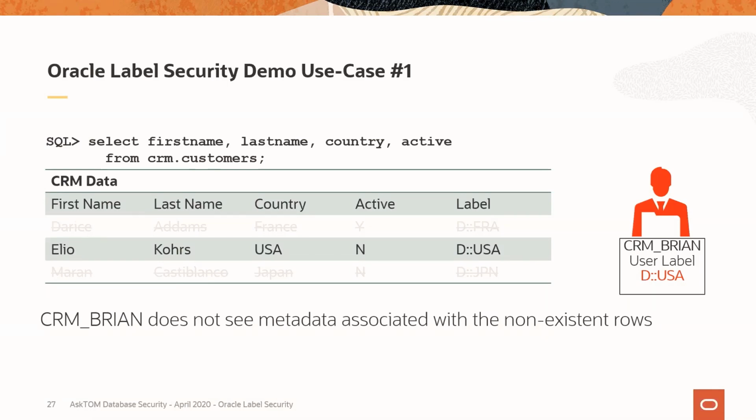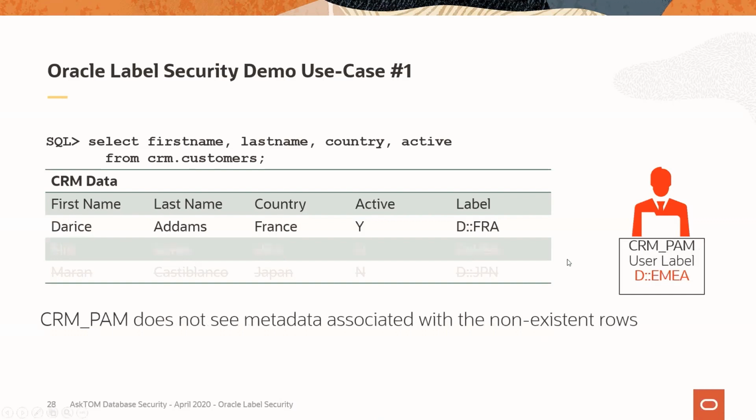We didn't change the query. We didn't add a where clause or a predicate or anything. We just changed Brian's user label, right? Or we granted Brian user label access. Our Pam user, Pam has EMEA access. So in this table here, she's going to see the customer from France, but not the customer from the USA or Japan.